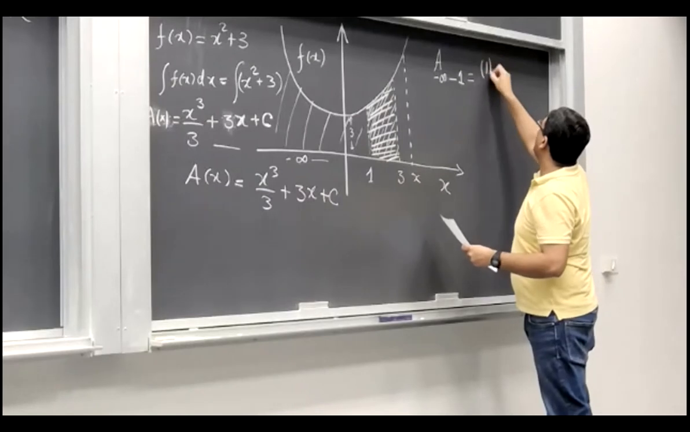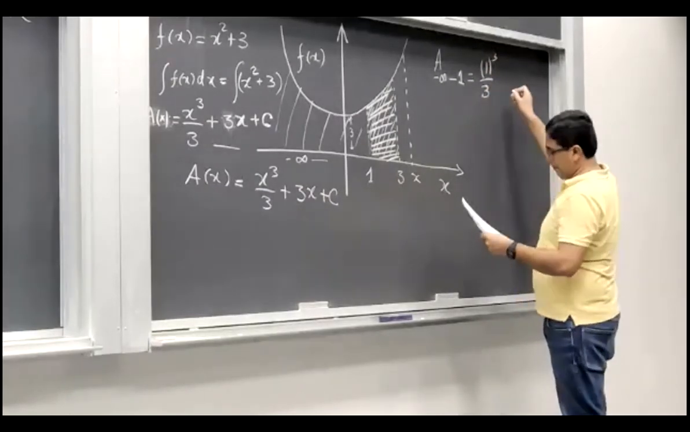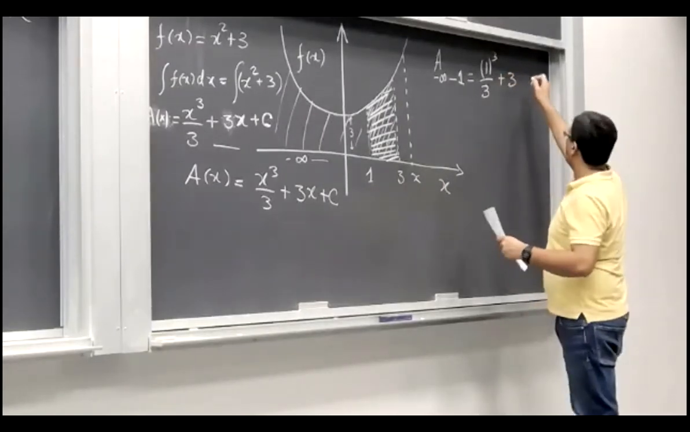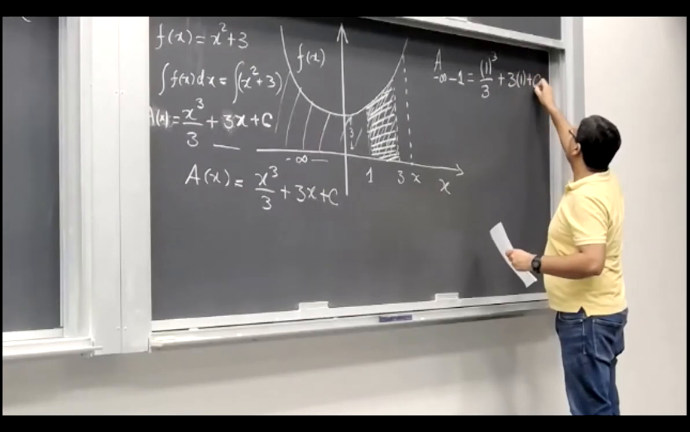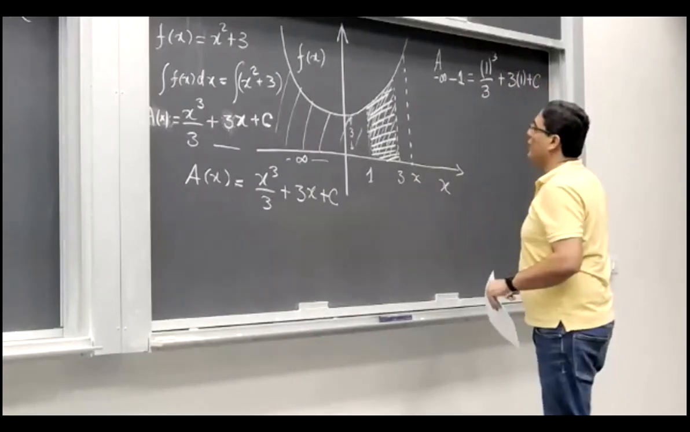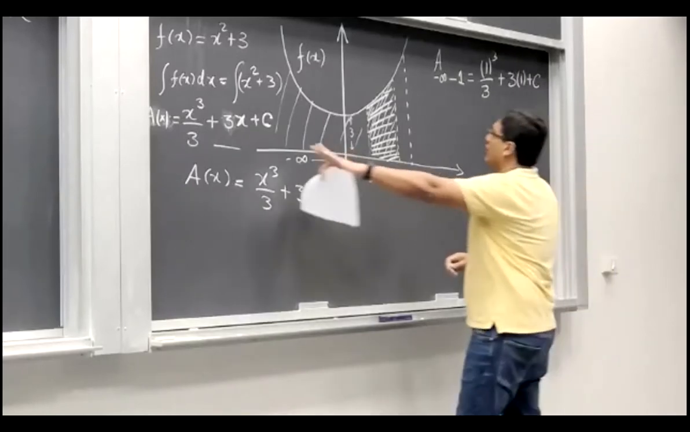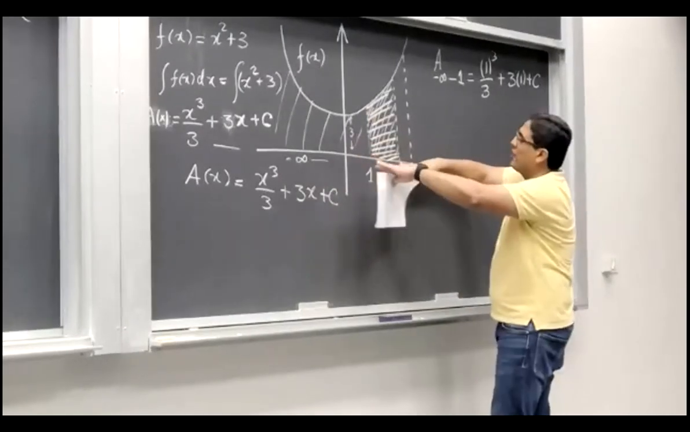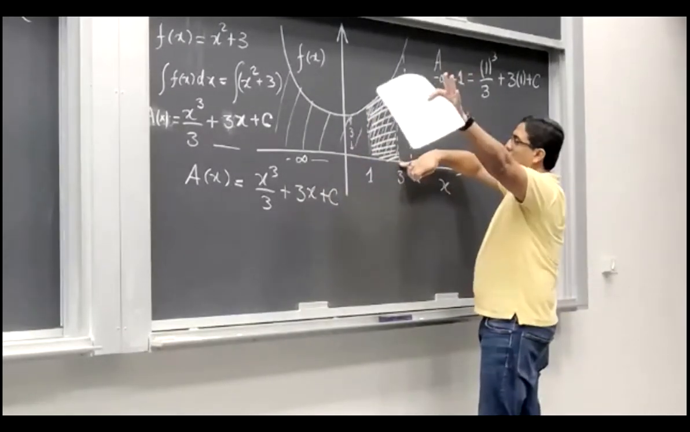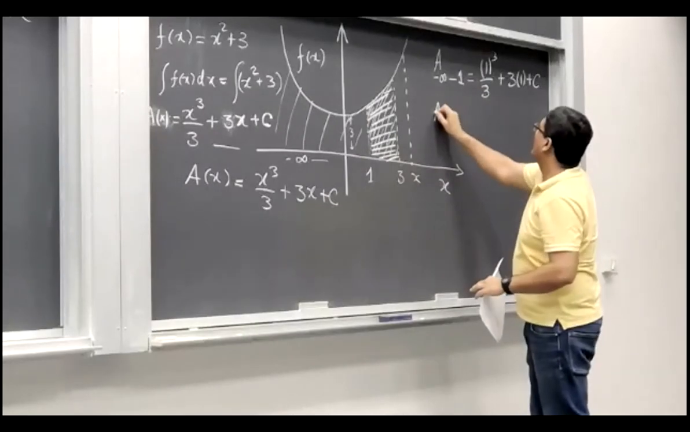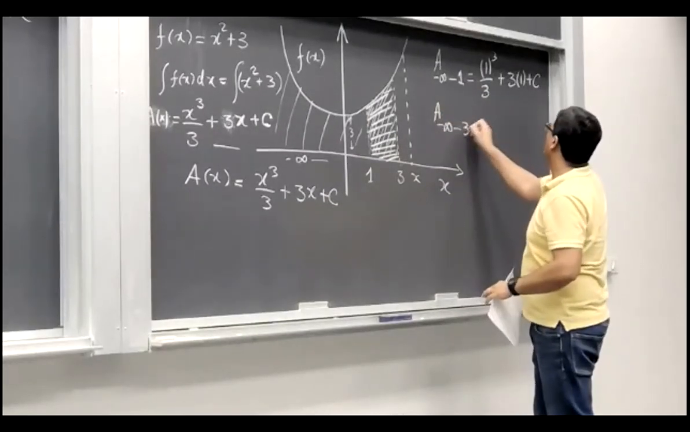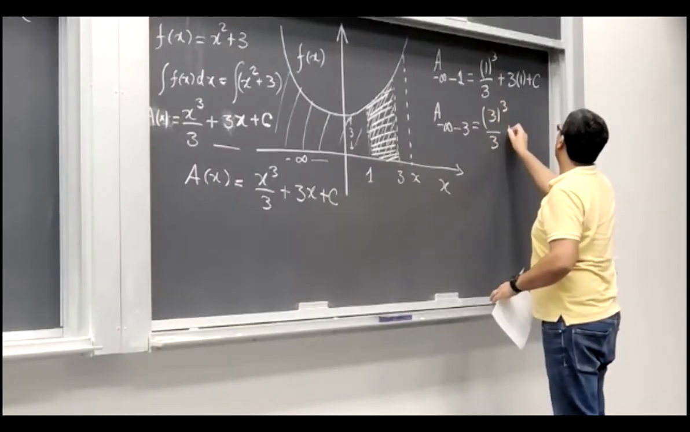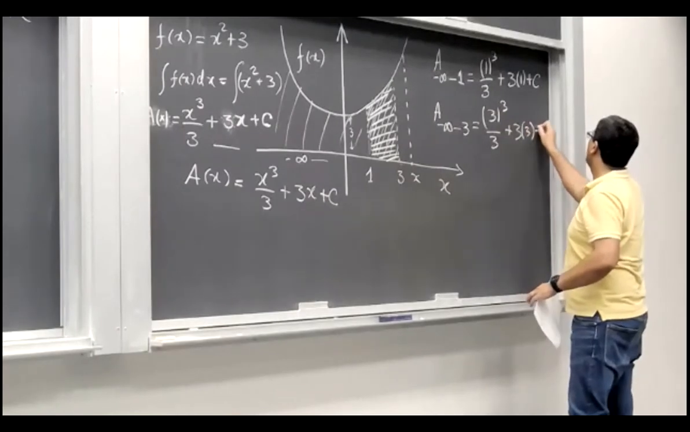And that would be 1 cubed by 3 plus 3 times 1 plus c. All right. And then if I want to calculate the area from minus infinity to this point 3, it will give me all the area under this curve, starting from minus infinity to 3. Three cubed over 3 plus 3 times 3 plus c.